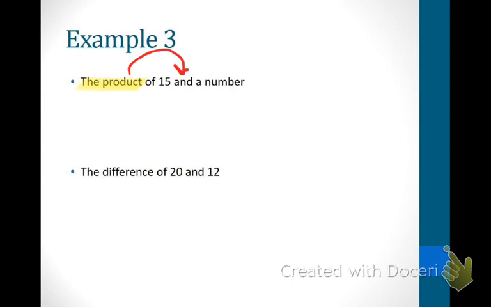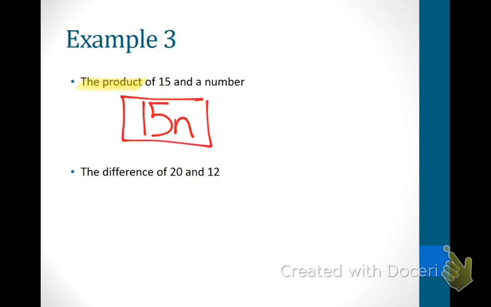So if it connects it, how would I write this as an expression? 15 times the number. 15 times the number, but do I need a little dot? Do I even need parentheses? Just write it 15n. That's all you have to do, 15n. All right, you don't need a dot between them. You don't need parentheses because a number and a variable together means multiplication.